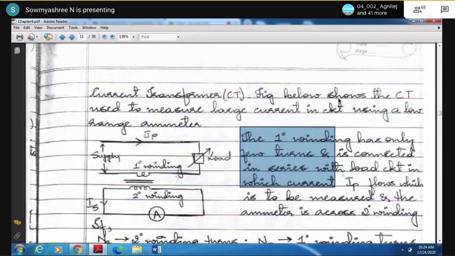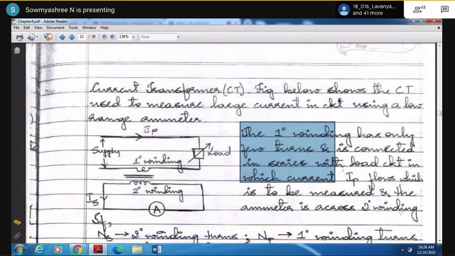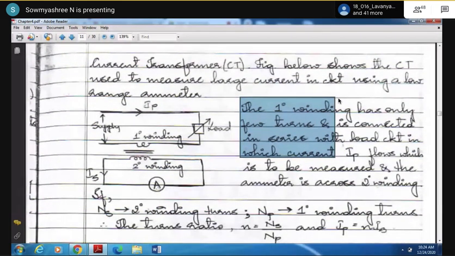The primary current is the higher range of current which has to be measured. As I told you, for 1000 by 5 amperes, the primary current is 1000, whereas the secondary is 5 amperes. So the 1000 ampere current, the higher range, is connected on the primary side, whereas the smaller range ammeter, the 5 amp ammeter, is connected in the secondary winding. In series with the primary winding, a load circuit is connected, through which the current to be measured flows. The ammeter of smaller range is connected in parallel with the secondary winding.